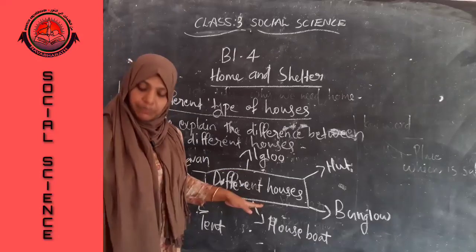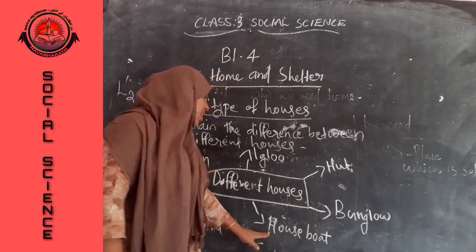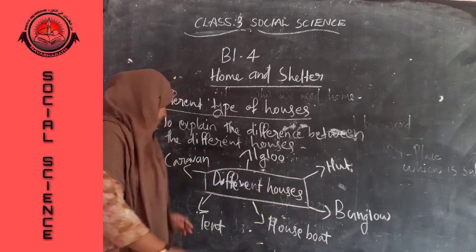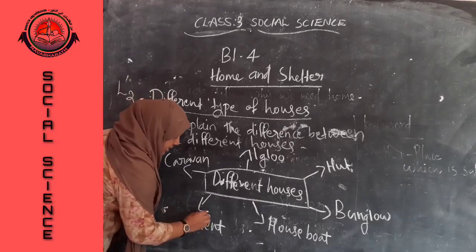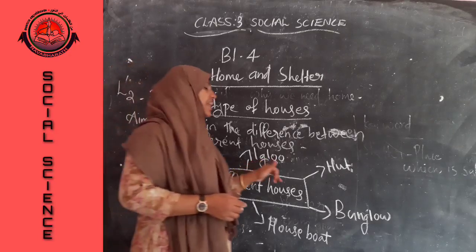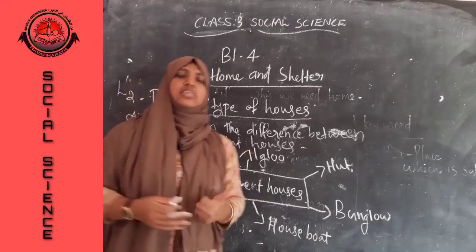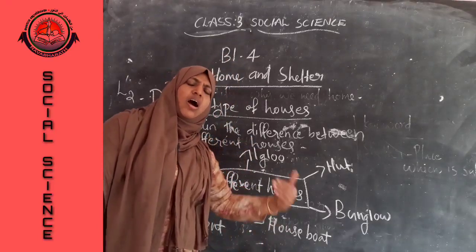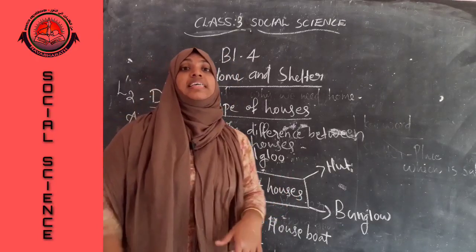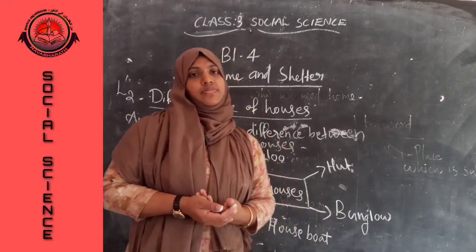Which are they? Hut, bungalow, houseboat, tent, caravan, igloo. These are the different kinds of houses. How are these houses different? And how are these houses similar to each other or different from each other?